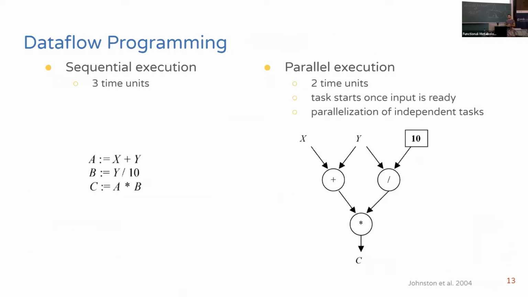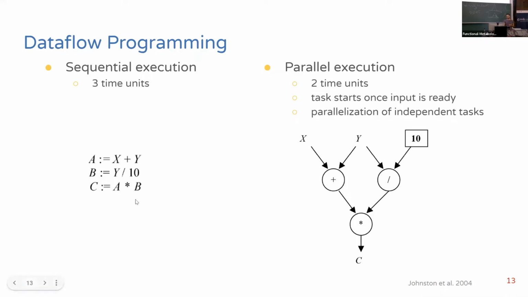One big thing that all of these use is the data flow programming paradigm. So we have examples here for sequential execution. This would take 3 units of time here in that special case. So let's say we want to add X and Y, and then as a next task that is independent, but it gets executed afterwards, we would divide Y by 10, and at the end, multiply A by B. That is not very efficient.